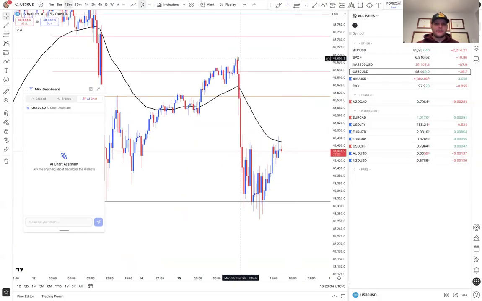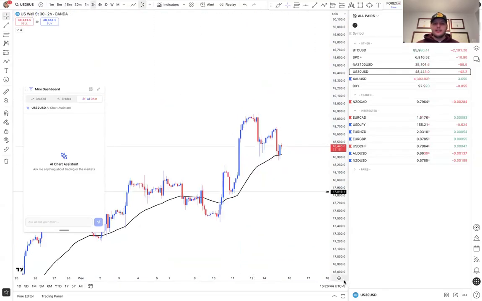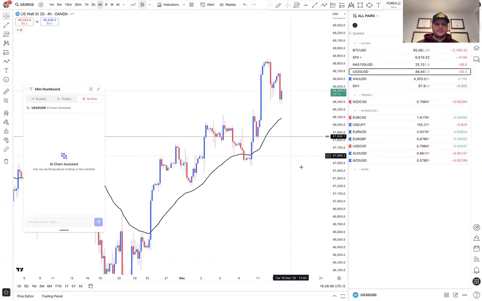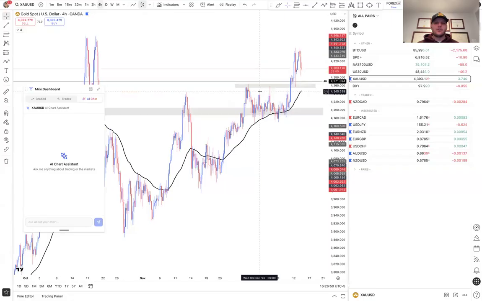You have your very, very aggressive sell right before session opens, or right before market opens at 9:30, and price just tanked. So very, very nice to see that. I think price will just continue to sell across all three of those pairs. Next is gold.